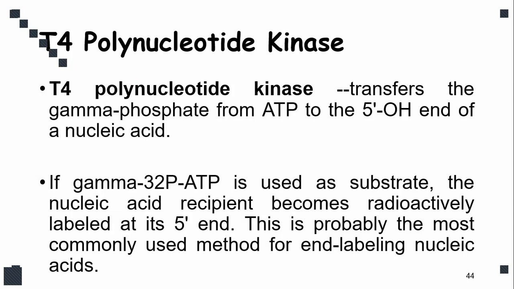T4 polynucleotide kinase transfers the gamma phosphate from ATP to the 5' OH end of the molecule. Remember that at the 5' end there's always a phosphate, but you have used phosphomonoesterase to remove it. Now you want to return it, so you use polynucleotide kinase to do that. If gamma-32 ATP is used as substrate, the nucleic acid recipient becomes radioactively labeled. This is probably the most commonly used method for end-labeling of nucleic acid.